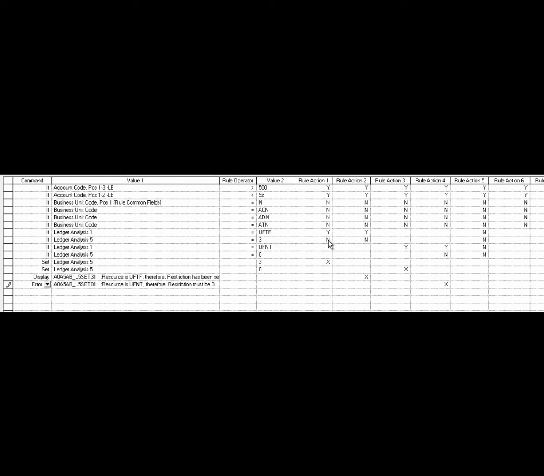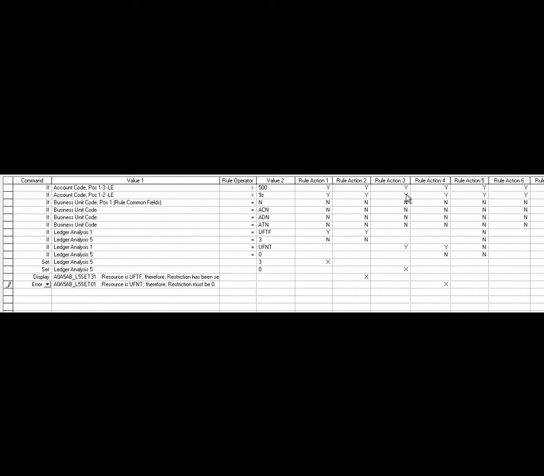If it were 3, that's right, if it's 3. So it's trying to force everyone to use 3, and so it's UFTF, but it's not 3 like it's supposed to be, and so it's coming down here and it says set ledger analysis 5 to 3. So it doesn't matter what they put in, it's getting changed to 3. And now if we take these together, what I believe Carl had in mind when he created it was that he changed it to 3 and he let the user know that he had changed it. So if it's UFTF, it got changed to a 3.